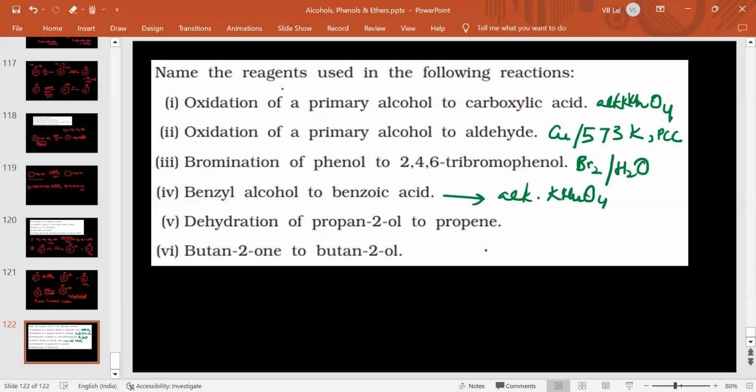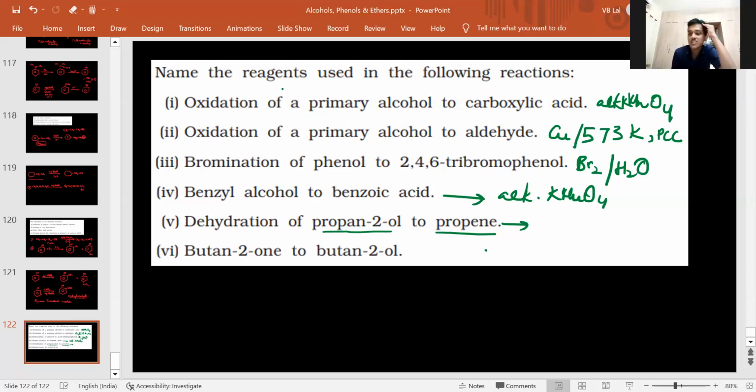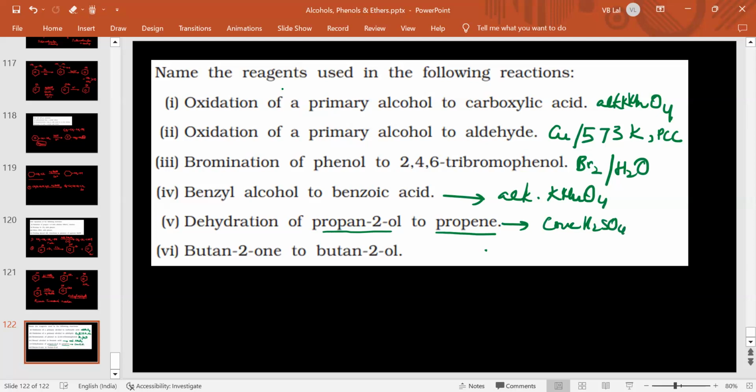Then dehydration of propanol to propene. Concentrated H2SO4. You have to write the temperature, 170 degrees Celsius, or you can write it in Kelvin. So 170, because at 140 you will get ether, at 170 you get alkene.